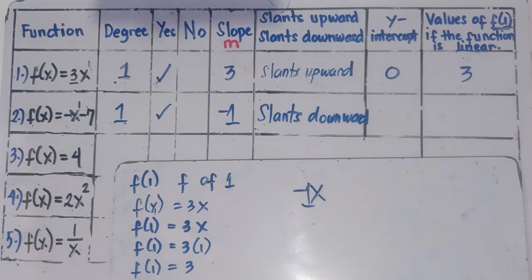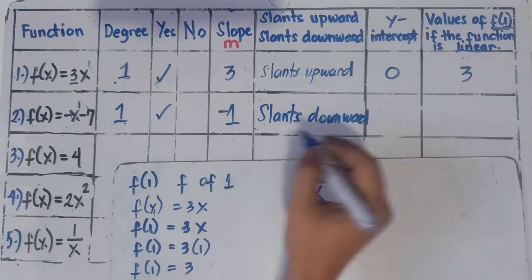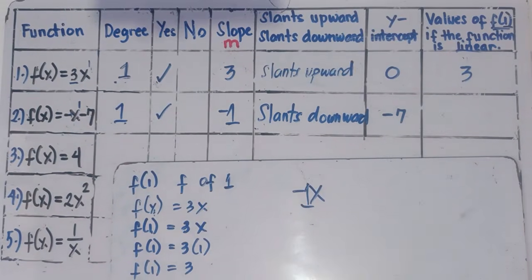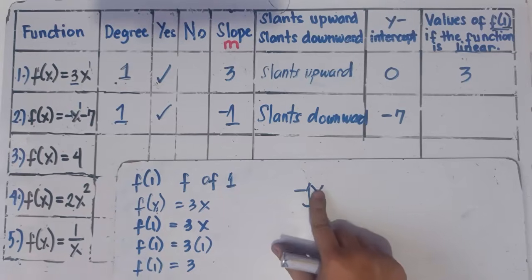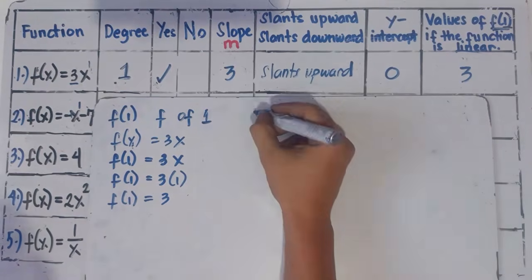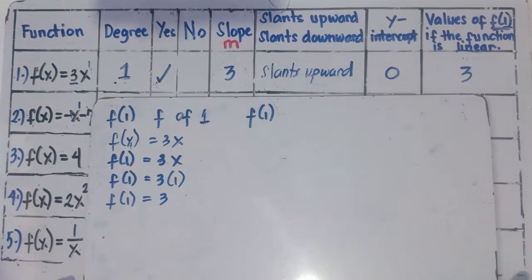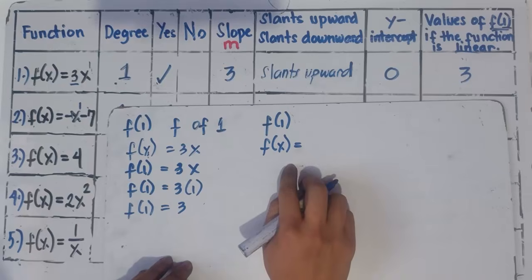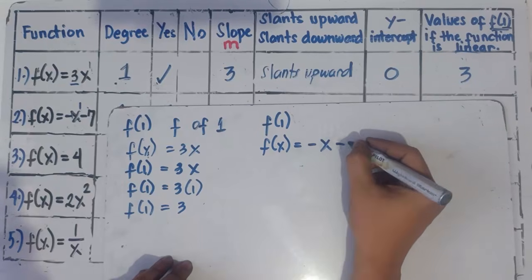Okay, so it slants downward, and the y-intercept would be negative 7. So the y-intercept is negative 7. Now, since this is a function, we need to get f of 1. So therefore, f of 1, and given the function right here, we have f of x equals negative x minus 7.